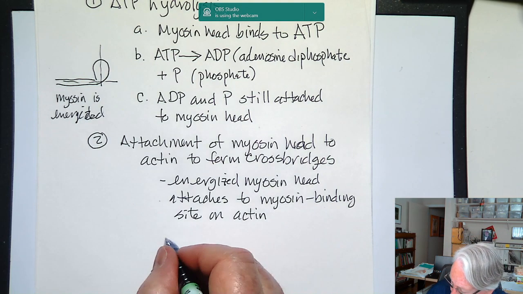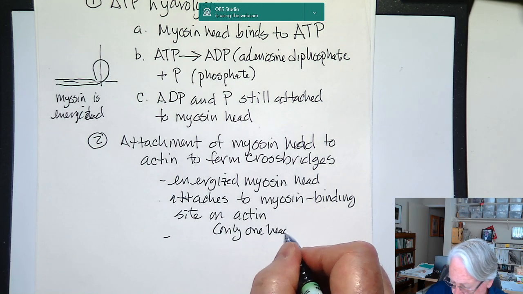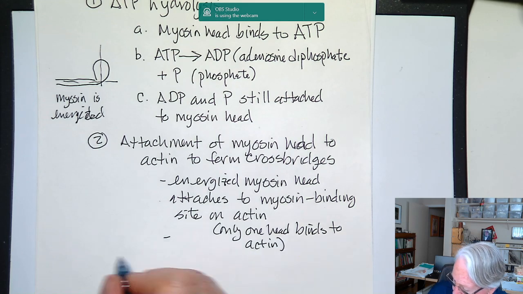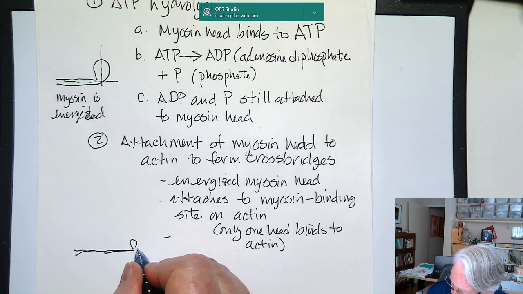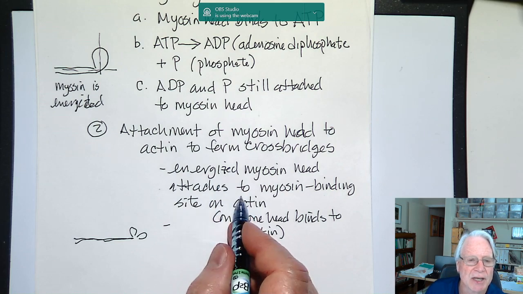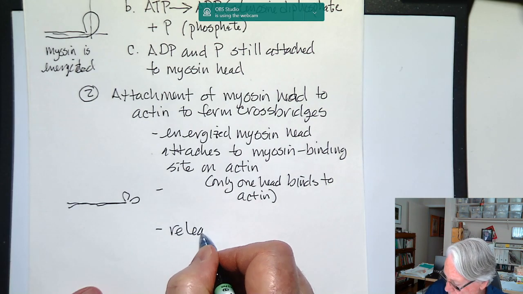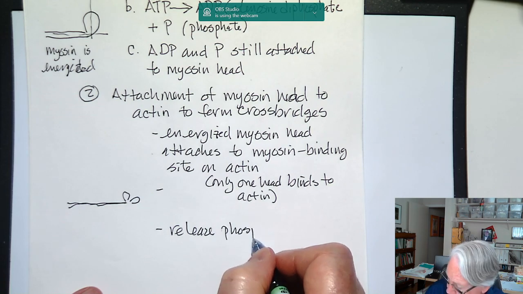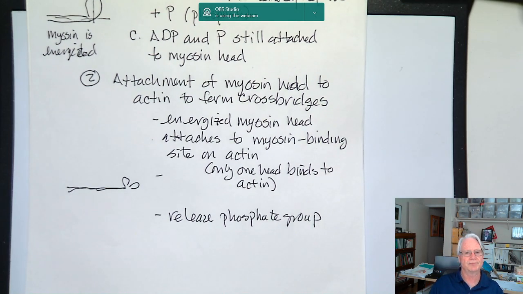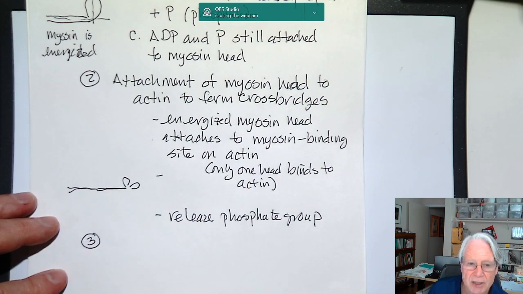Okay. And oh, by the way, only one head binds to actin. Remember, a myosin molecule has two heads, but only one is going to be attached to the actin. The other one is still free. Next step then is we will release the phosphate group. That will initiate the next phase, which is the power stroke.